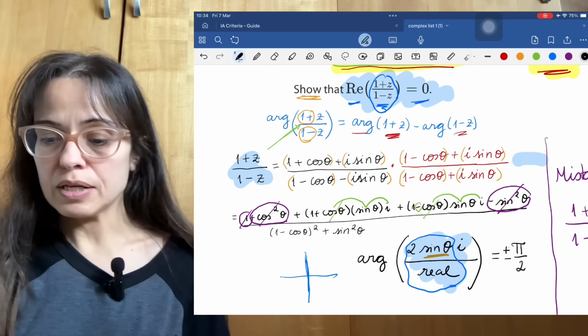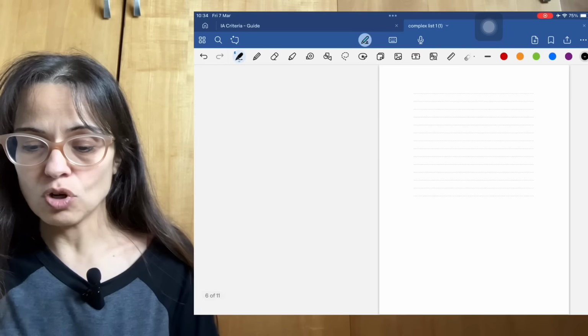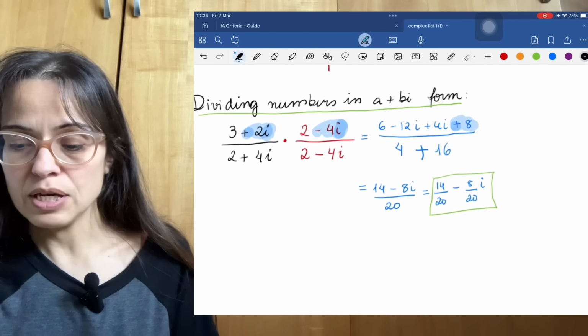But it was good that we did that. It was good because it got us talking about the rationalization of the denominator, which was something that we really needed to mention here.